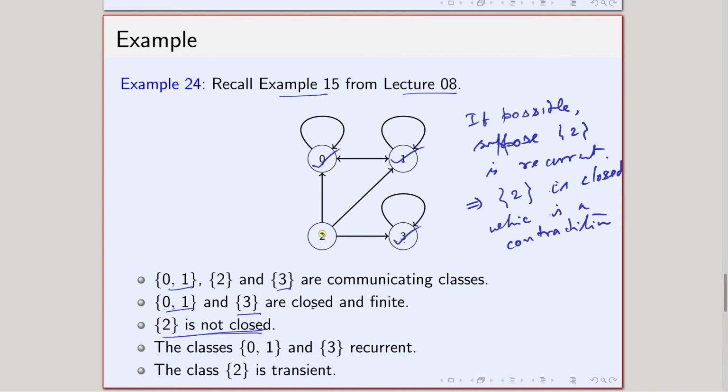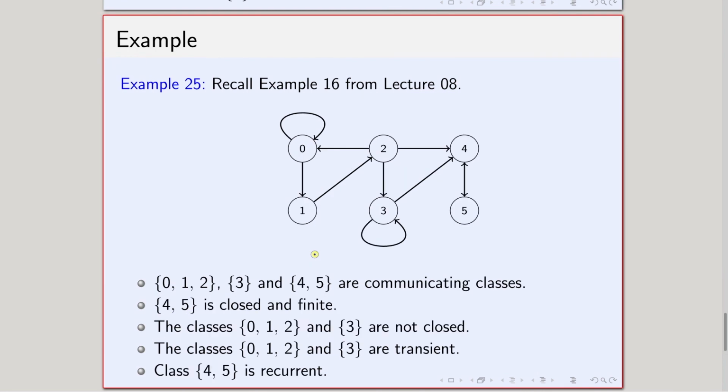And you can see that from 2 I can go to 1, or I can go to 0, or to 2, 3. So 2 is not closed. So this is a contradiction, and that tells me that the assumption is not correct. So 2 is not recurrent, so 2 has to be transient. In this case we have shown that two are recurrent classes, 0, 1 and 3 are recurrent states, but 2 is a transient state.